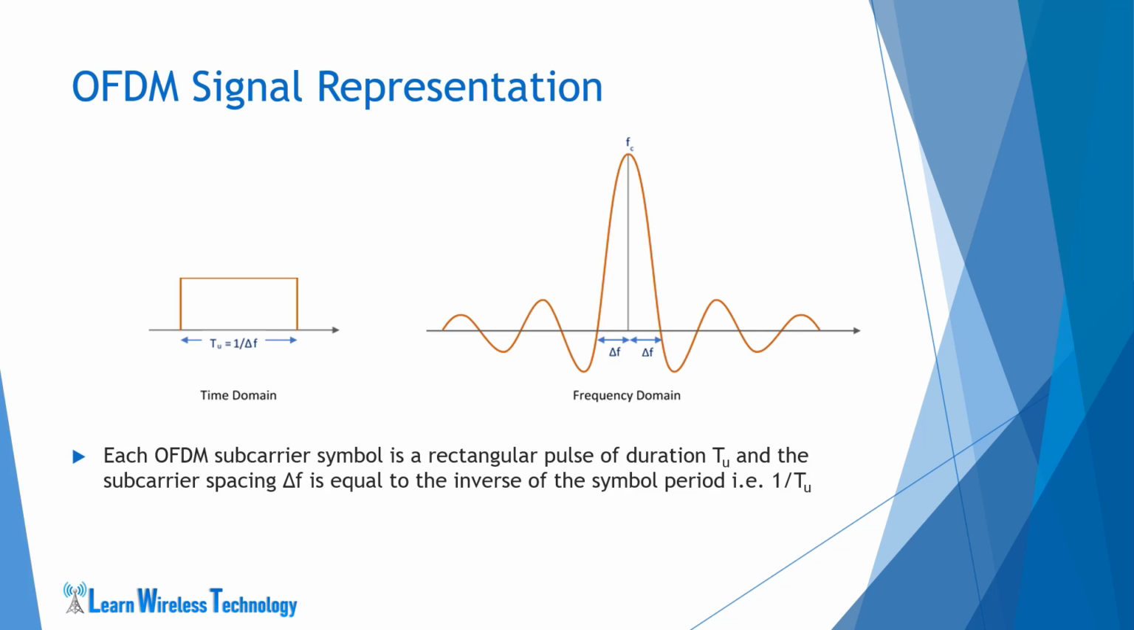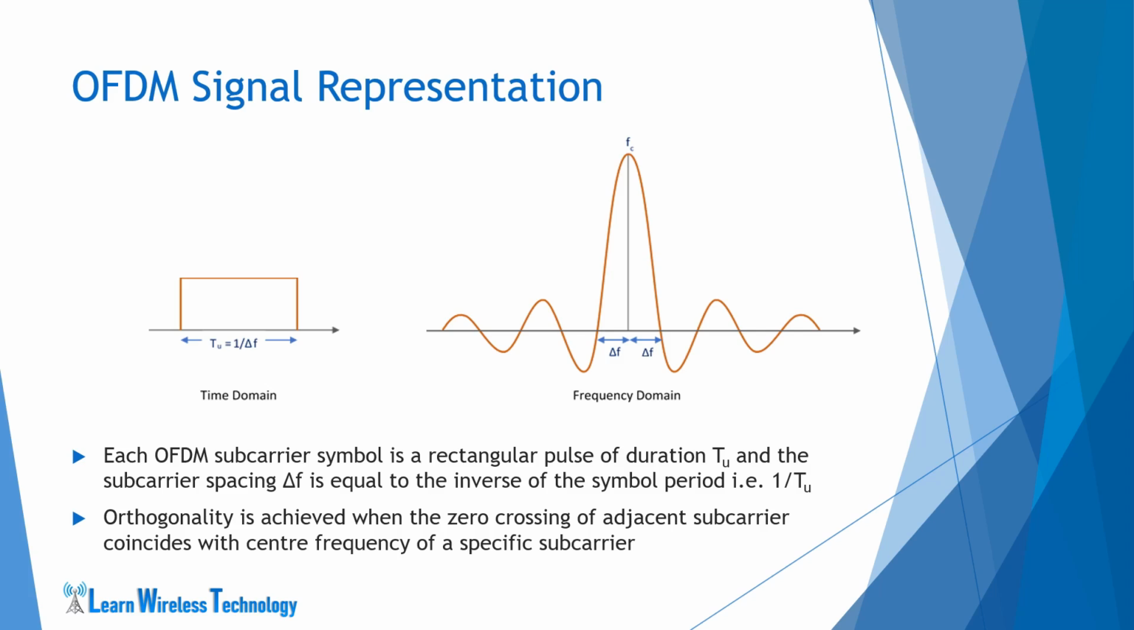So this is the fundamental principle of OFDM, that each OFDM subcarrier symbol is a rectangular pulse of duration Tu, and the subcarrier spacing delta F is equal to the inverse of the symbol period, that is 1/Tu. So this ensures that for a specific subcarrier in frequency domain, the zero crossing for the adjacent subcarrier coincides with its center frequency. This is how orthogonality is achieved. Let's understand this technique in a little more detail.